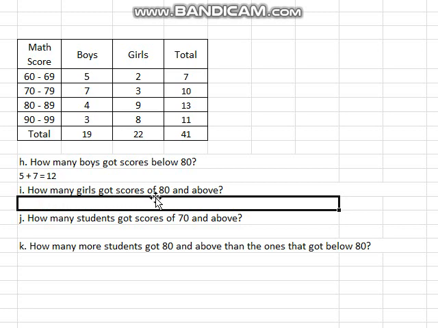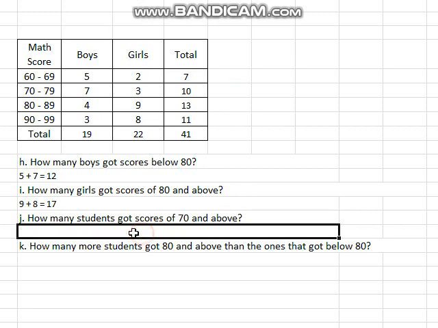How many girls got scores of 80 and above? So how many girls, like this one, we focus on the girls here, got the scores 80 and above. Now you see this one, 80 and above here, the 9 plus the 8, right? So let's just write down 9 plus the 8, and then you get 17.